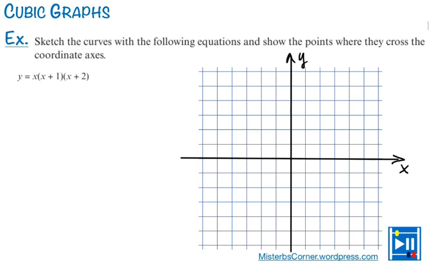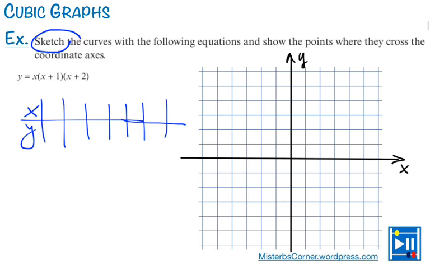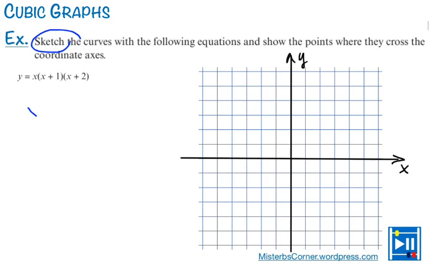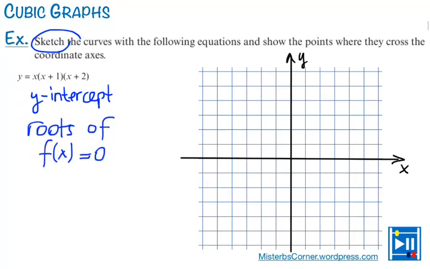Now, first of all, the question says sketch. This means we're not going to have a table of x and y, and we're not going to write down 7 or 10 values for x and calculate each y value. We're not going to do that. Instead, we are going to find out the coordinates of the points where this graph cuts the coordinate axis. Basically, the y-intercept and the roots of the equation. So let's give it a try.